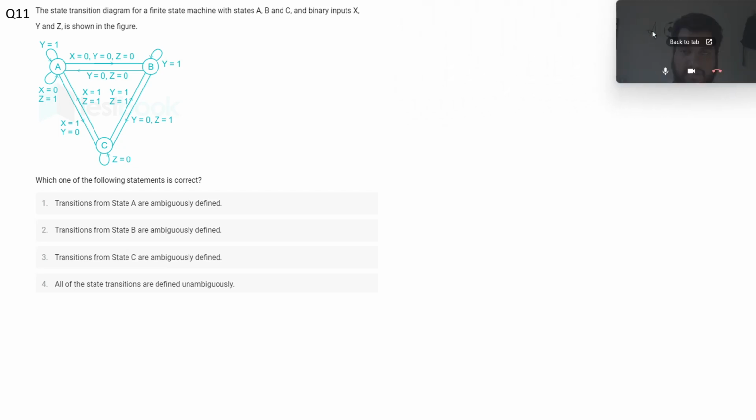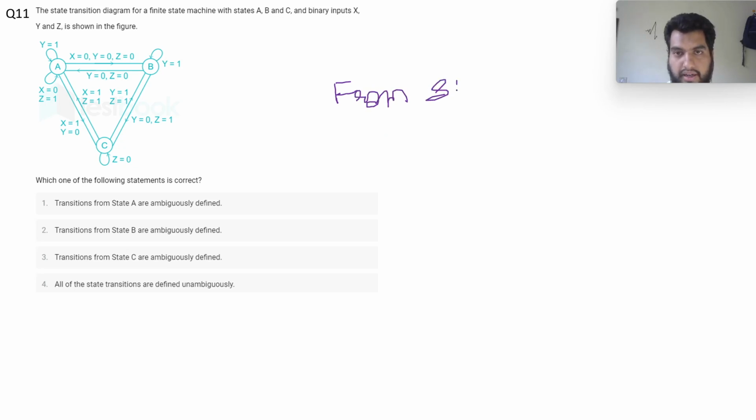So let's construct the state table. I can just write it from the state diagram.